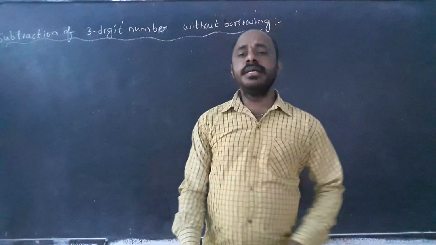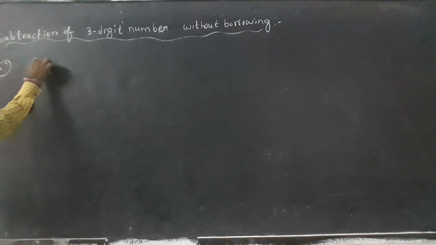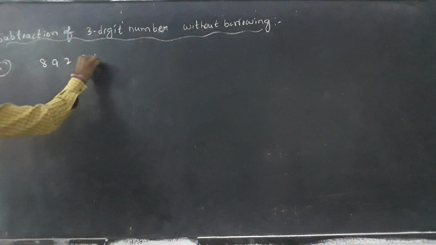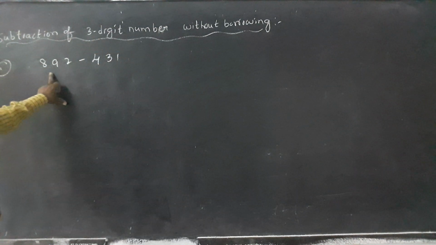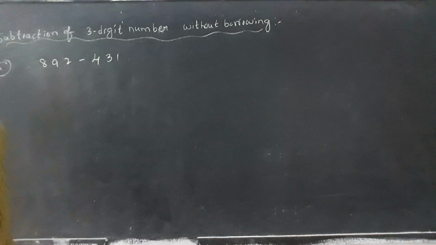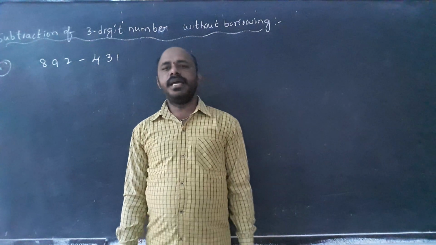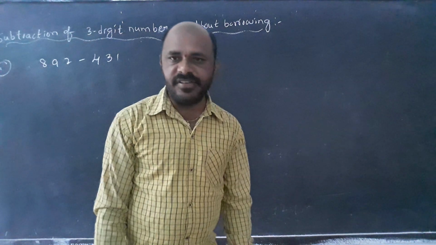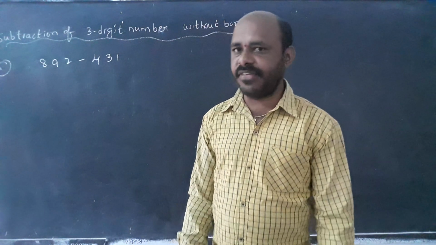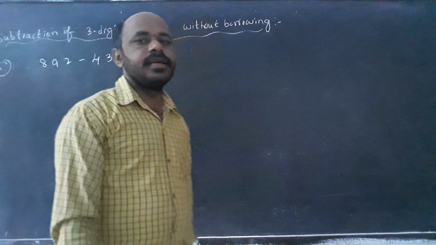See, for example, I am writing here. First one: 892 minus 431. How to do the subtraction? Subtraction means finding the difference, so we will do the subtraction. If they ask for the difference between two numbers, we have to consider it as a subtraction.